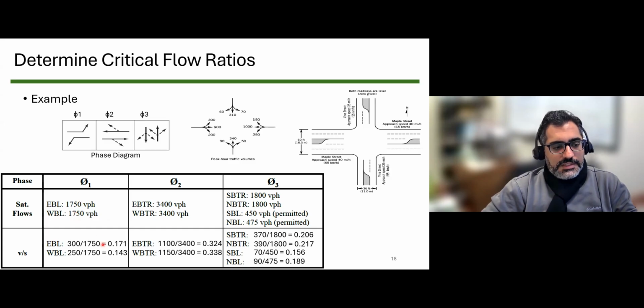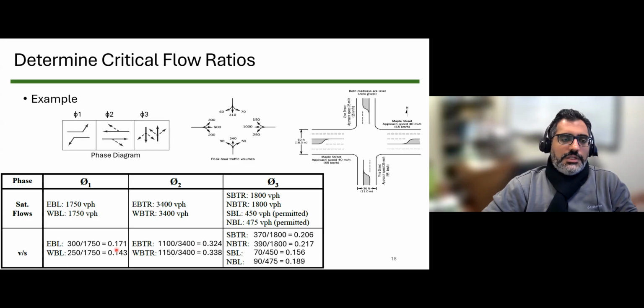And then for every phase, we find the highest value of the V over S ratio. We call it flow ratios. And that would be used to calculate cycle length and also to allocate the green time, because we need to find enough time for the eastbound left turn such that the westbound left turn also is going to receive enough green time in a pre-timed non-overlap phasing.